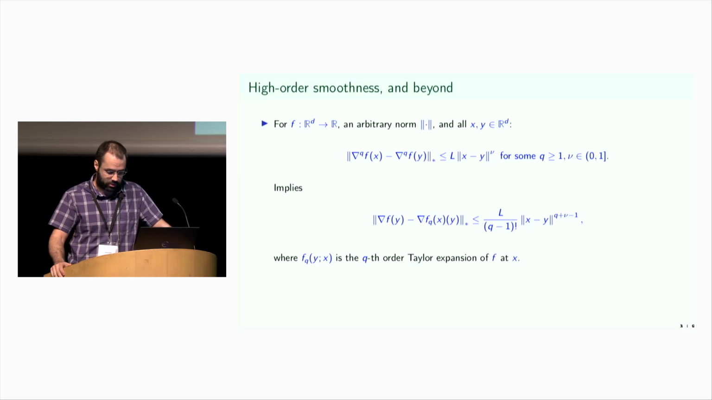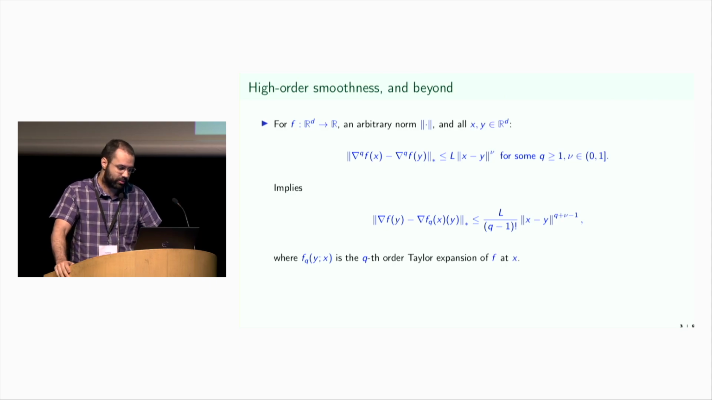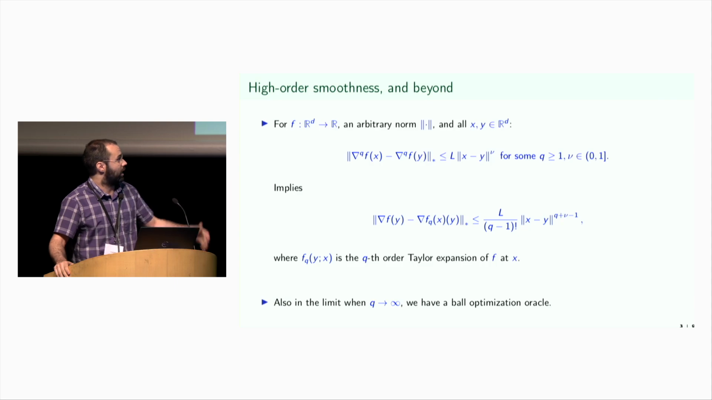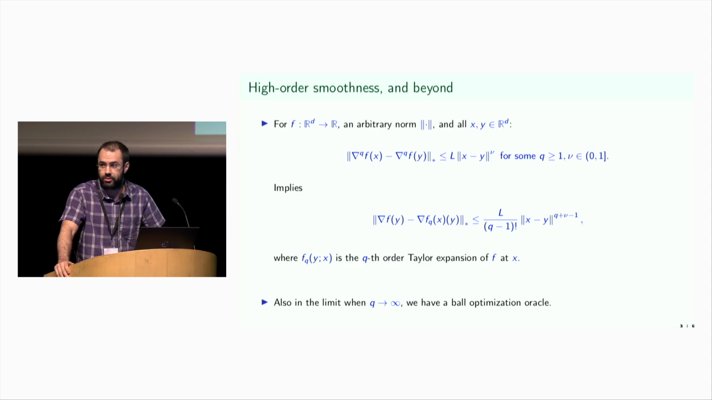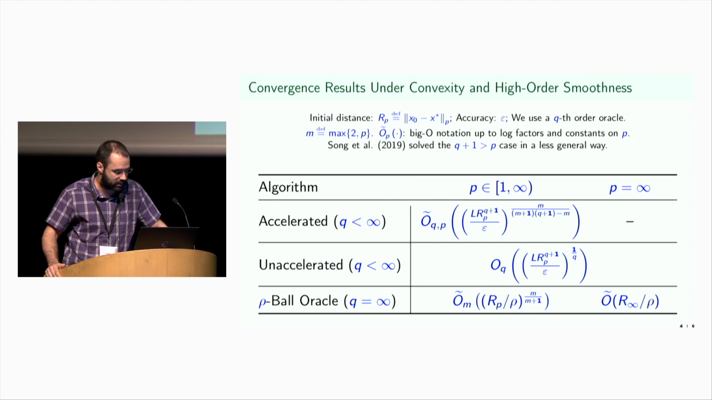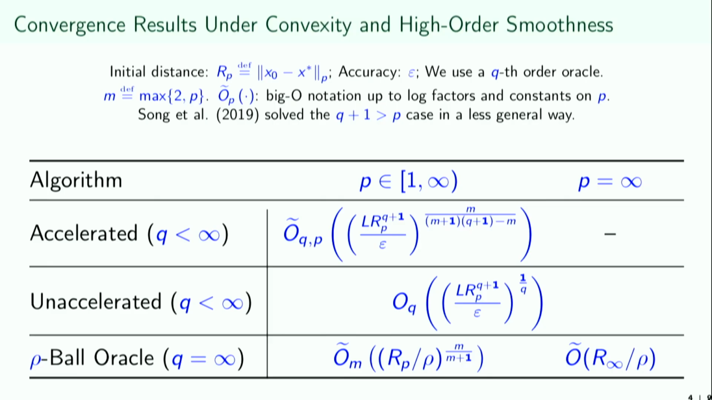We also optimize other structured functions, particularly in the limit when q goes to infinity. The second inequality would mean essentially that our model is the whole function, but only in a ball of specific radius. And that gives us the ball optimization oracles that have been used quite successfully in the past, but only in the Euclidean case. Our results work for any norm, but we also have lower bounds that match for p norms. In particular, we get accelerated and unaccelerated algorithms, and also algorithms for a ball oracle that use an inexact proximal point algorithm.